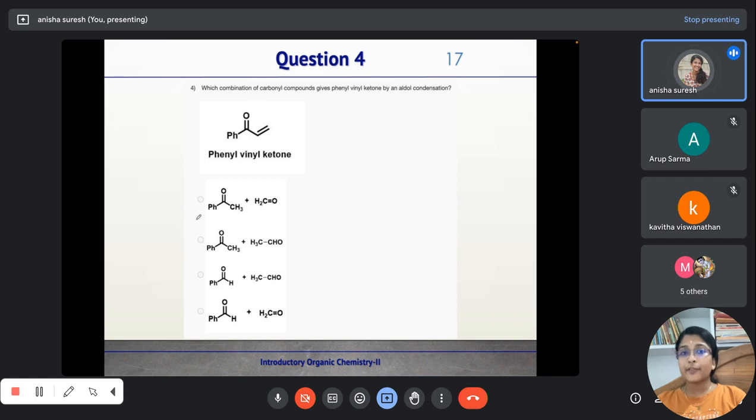So coming to question number 4, here the product is given. Product is phenyl vinyl ketone, which is formed after aldol condensation reaction. So the question is, which combination of carbonyl compounds gives phenyl vinyl ketone by an aldol condensation? So phenyl vinyl ketone is a product of aldol condensation reaction taking place between two carbonyl compounds. So some combinations are given here. So what will be the right combination leading to the formation of phenyl vinyl ketone?